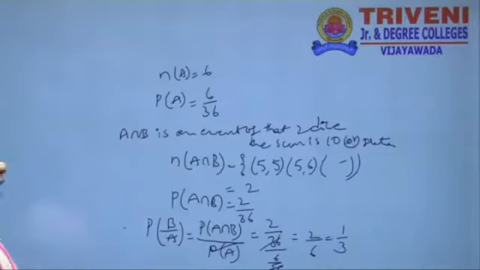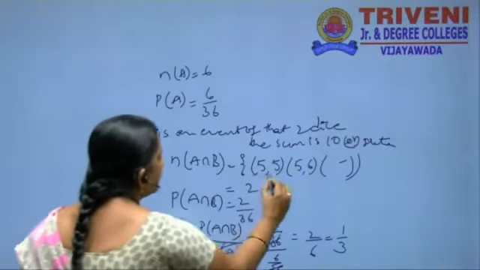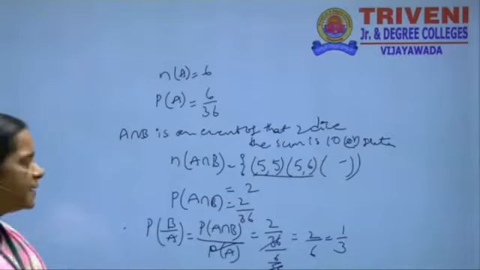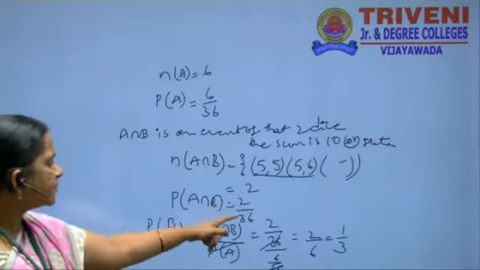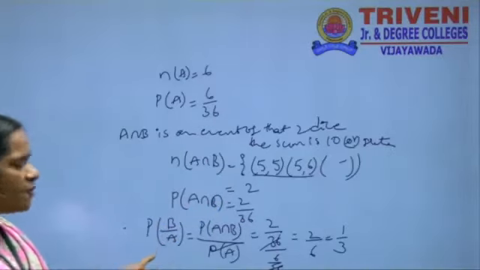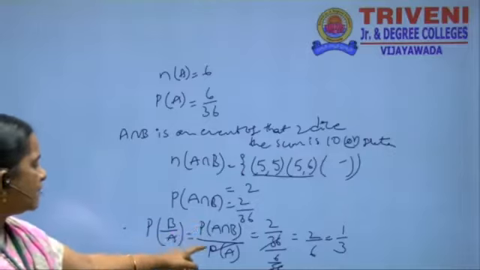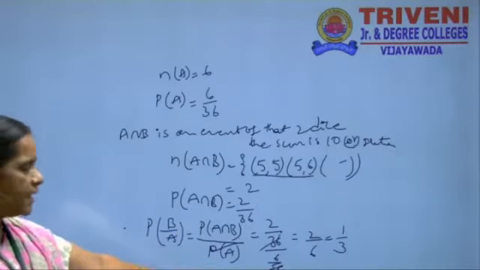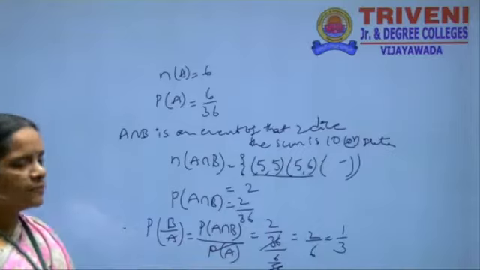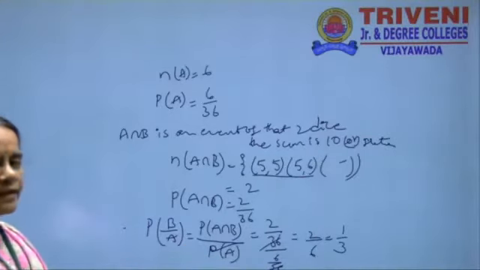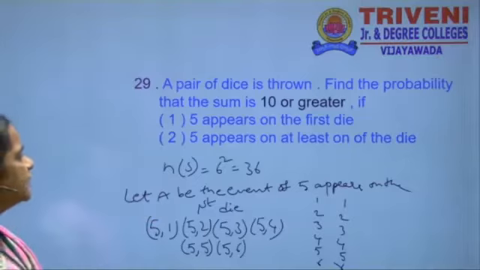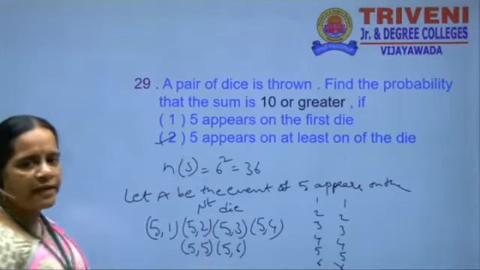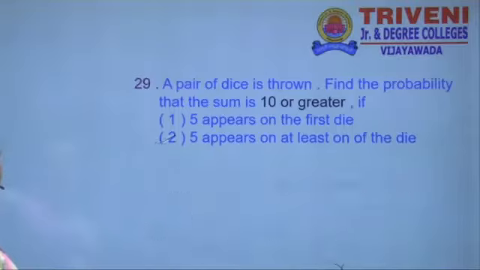The first die on 5 has how many chances here? 5 comma 5 and 5 comma 6. Then only 2 chances. Therefore, P of A intersection B is equal to 2 by 36. P of B by A can be written as P of A intersection B by P of A, that is equal to 2 by 36 by 6 by 36. 36 gets cancelled here. 2 by 6 becomes 1 by 3. And then we go to the next: second bit is 5 appears on at least one of the die.